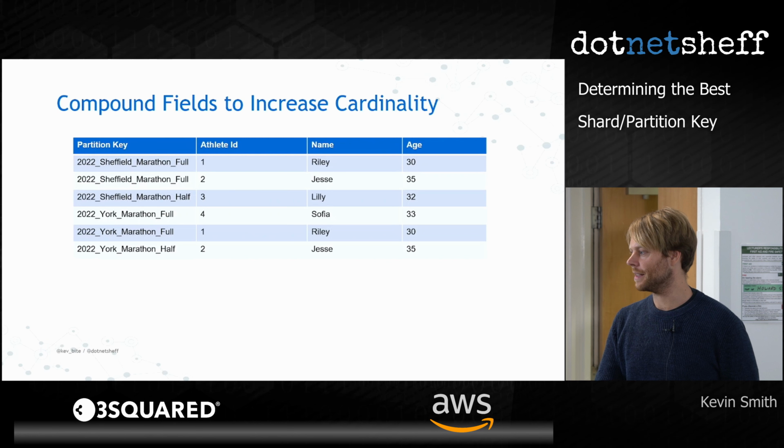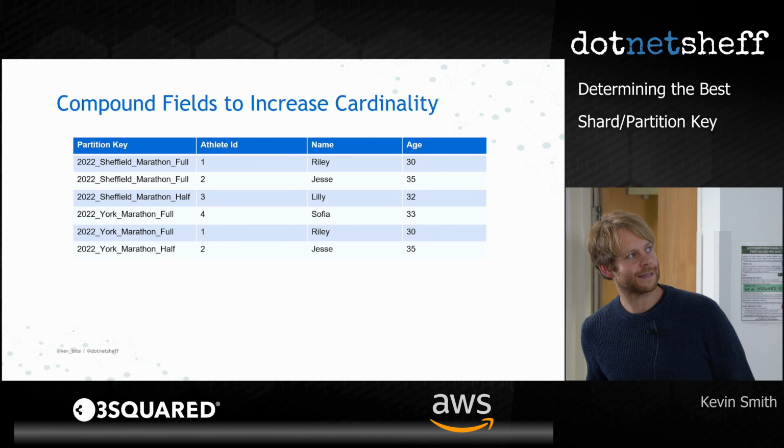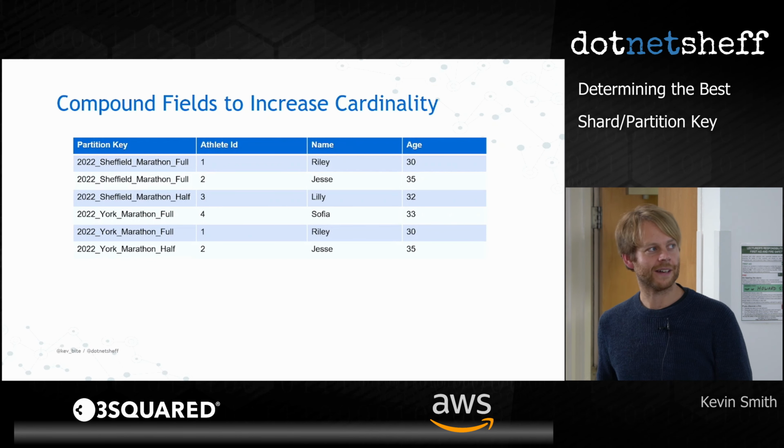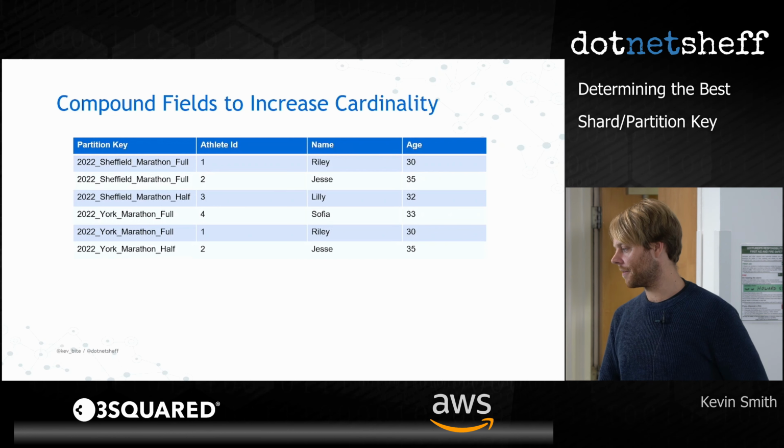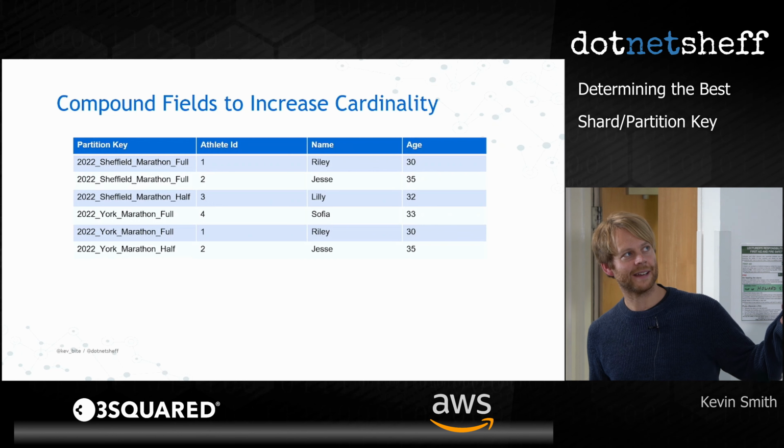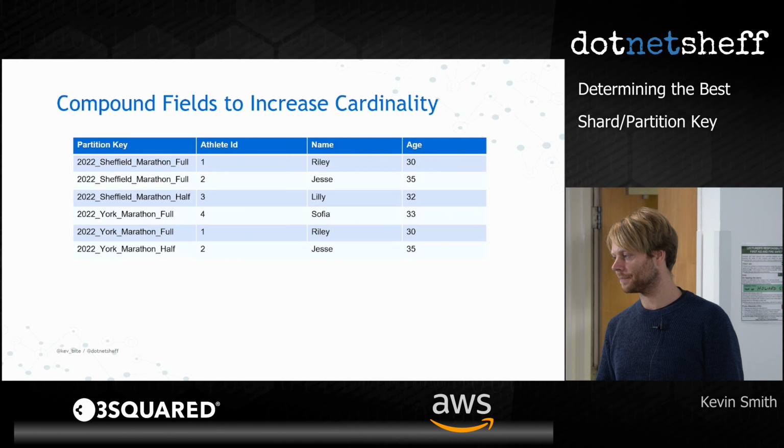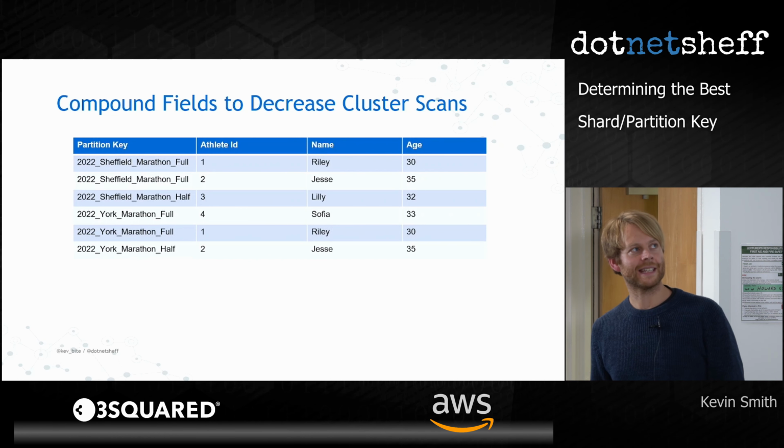So one of the things we can do is compound fields together to increase cardinality. So for example, this is a bunch of athletes and their ages and what race they ran. So athlete 1 ran the Sheffield Marathon in 2022, the full one. 3 did the half. And then there's also the York Marathon, York half as well. So that allows us to create a higher cardinality over the data set for the partition key. And it also decreases cluster scans as well.